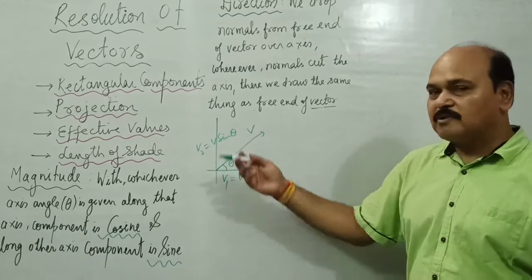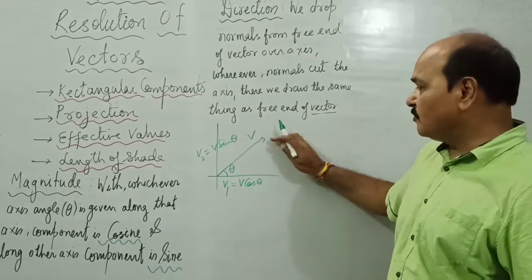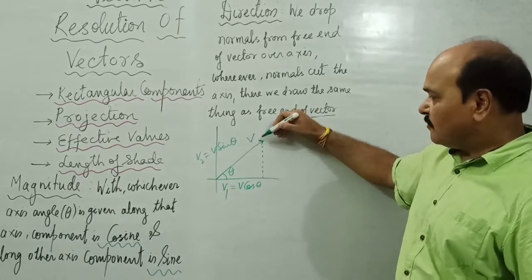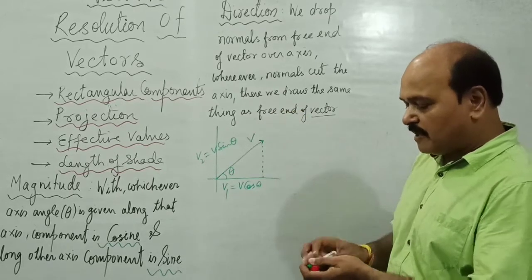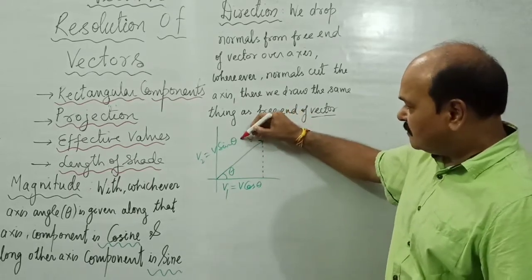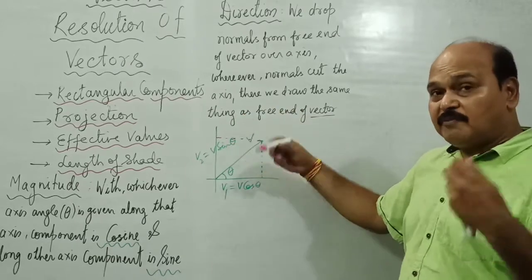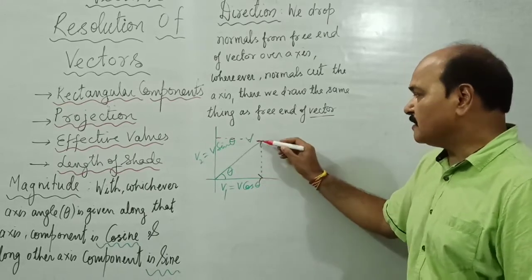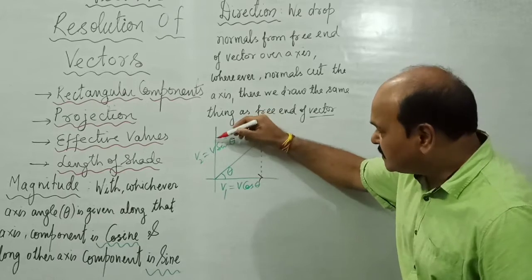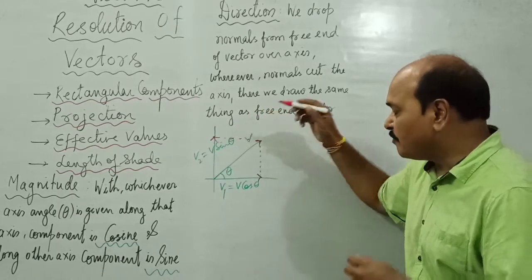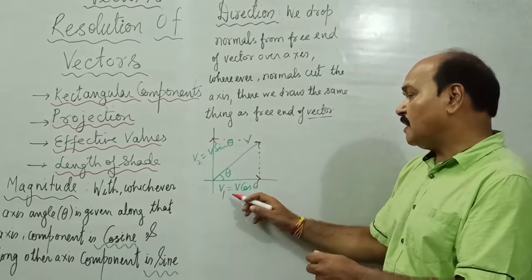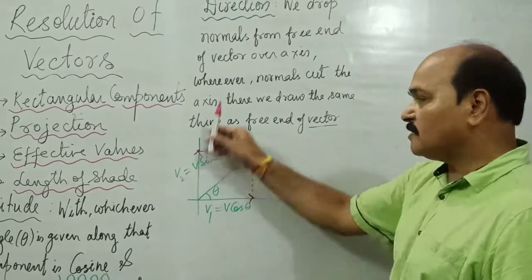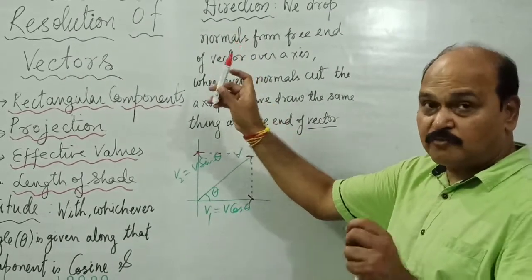So these are the magnitudes of the components. What is the direction? For direction, what do we do? Yeah, from the free end of the vector, we drop a normal over the axis. Wherever this normal cuts the axis, there we draw the same thing as is the free end. The free end is the head. So wherever the normal cuts the axis, there we draw the head. So the components of this vector are of course v cos theta and v sin theta, and their directions are what? One towards right, the other in the upward direction. This is what we have studied.